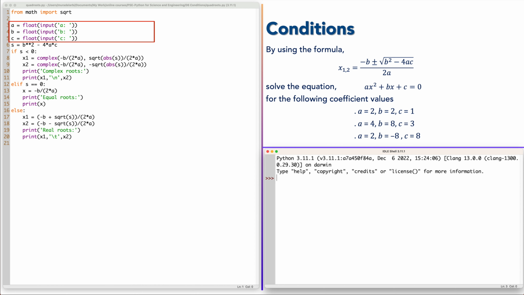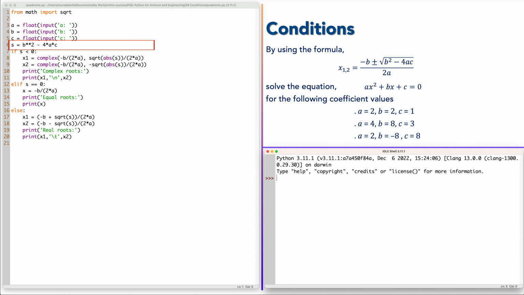The second section is the input. Because if you define the coefficients A, B, and C as constants, you have to change them every time in the code. But input gives you the flexibility to introduce them during the runtime at each run.